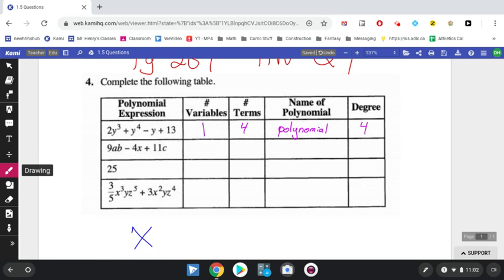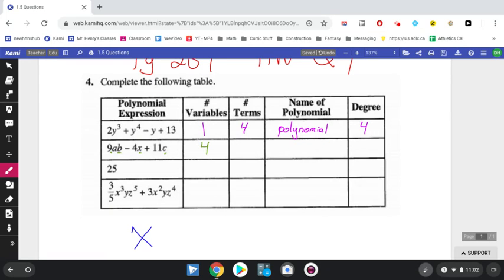9ab minus 4x plus 11c. I have a lot of variables. The variables, A would be a variable. It could be anything. B, that could be another one. X, that could be another one. C, that could be another one. So I actually have 4 variables this time.